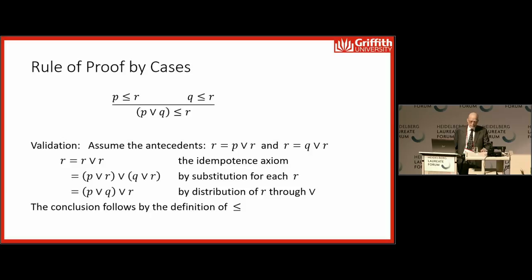So let's try and prove a proof rule. It's called the proof by cases. First of all, assume the two antecedents, and then out of the air you pluck the idempotence axiom and apply it to R. Now we can use the antecedents as substitution rules to replace both R's by the two different right-hand sides, P or R, Q or R. And finally, we can use the distribution of R through OR to prove the theorem. And the conclusion follows by the definition of the ordering.